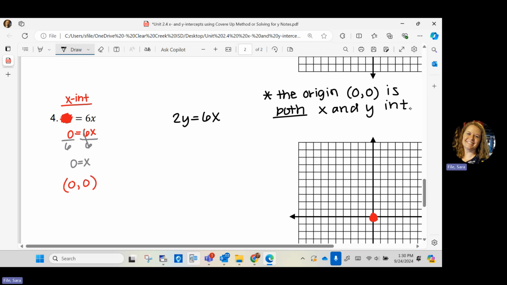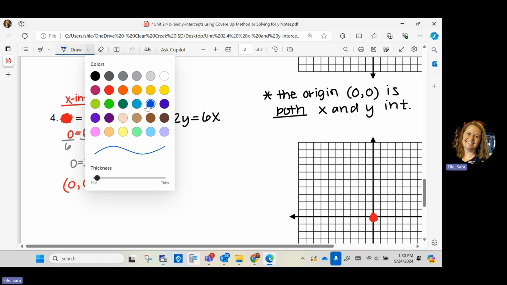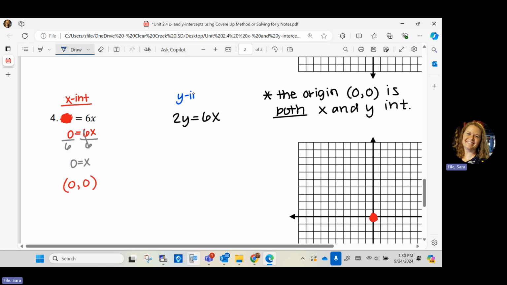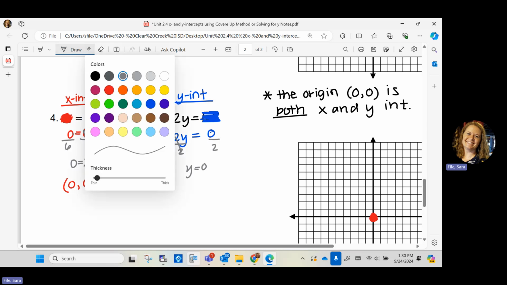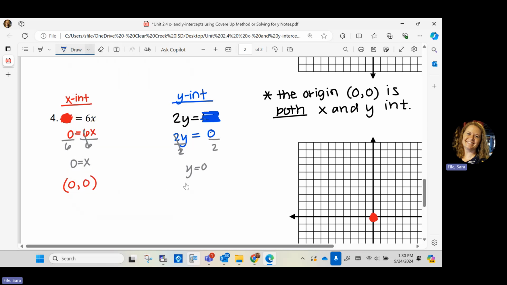Technically, I don't even have to solve for the x-intercept, but let's show the work on how you would see you still get 0. If I'm looking for the y-intercept, I cover up the x, which makes that 0. I would still have to divide the 2 over to get rid of the 2. And I would again get 0, because 0 divided by a number is 0. So I end up with 0, 0 as both my x and y-intercept, which is good. If you get the origin as an x-intercept, you better get it as a y, and vice versa, because if you're on the origin, you're on both axes.